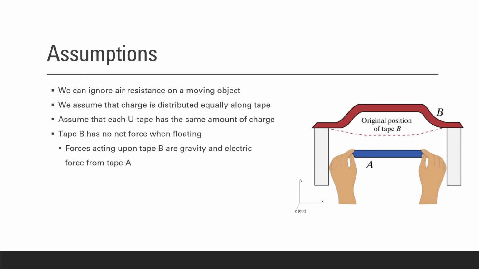The assumption in this lab is that we can ignore air resistance on a moving object. We can assume that the charge is equally distributed along the tapes. We assume that each U-tape has the same amount of charge. Tape B, which is the upper piece of tape, has no net force when it's floating, and we assume that the forces acting upon tape B are gravity and the electric force from tape A.